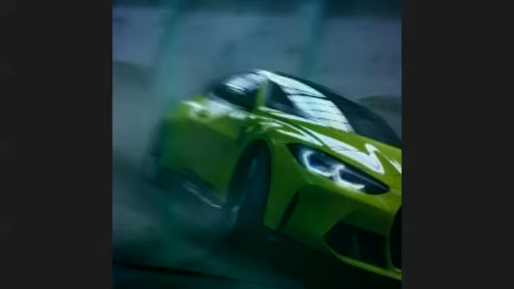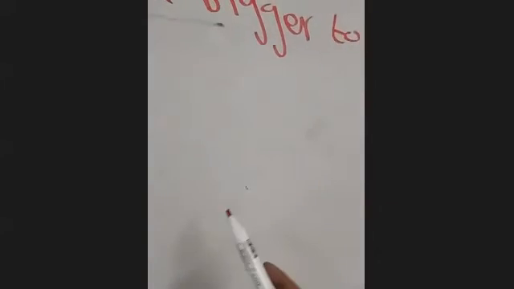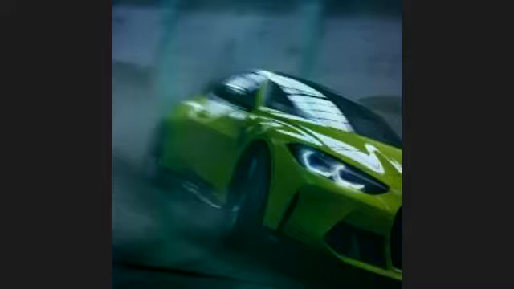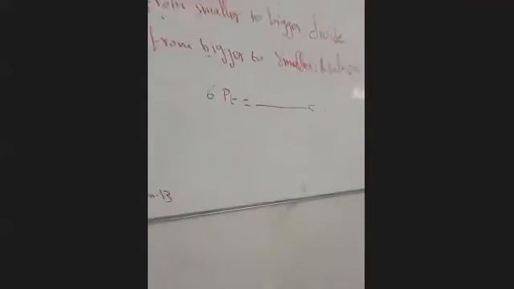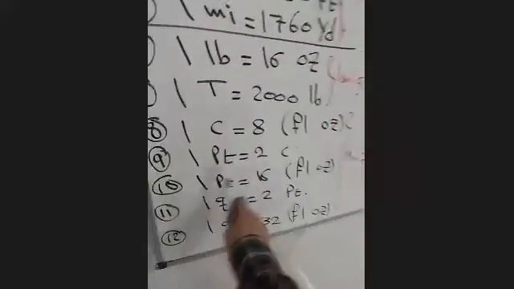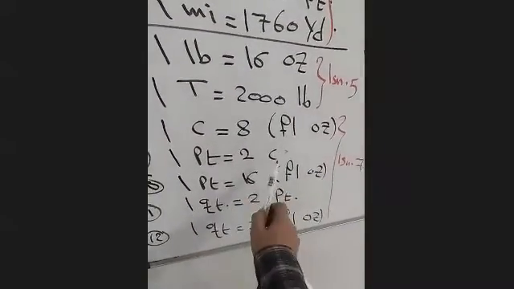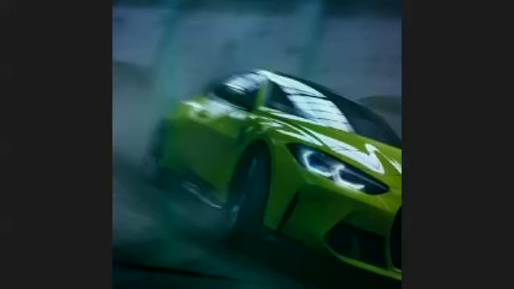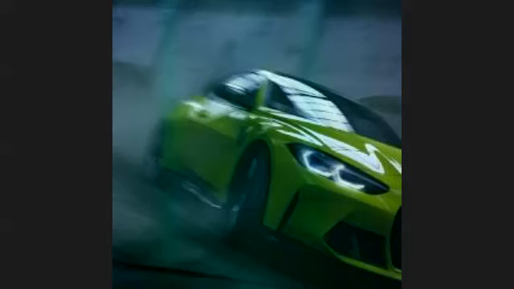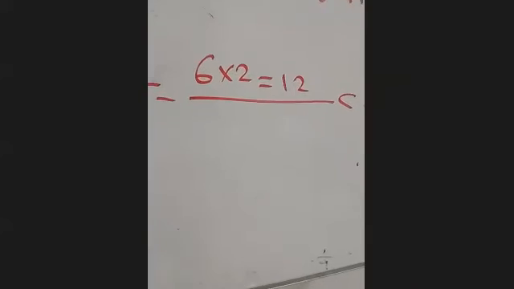I didn't study yesterday, but it's not a problem, we said to do revision, right? If I want to turn 6 pints to cups, from pint to cup, where is the formula from pint to cup? This one. What do we do? 6 multiplied by 2, bigger to smaller, equals 12.